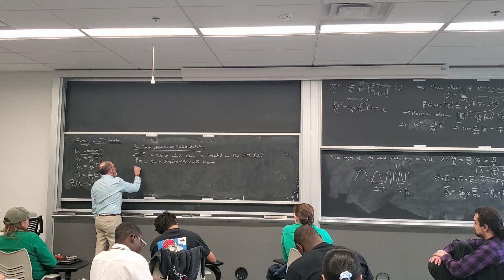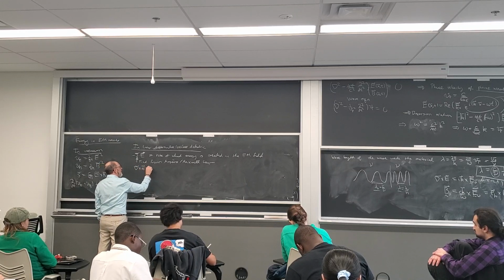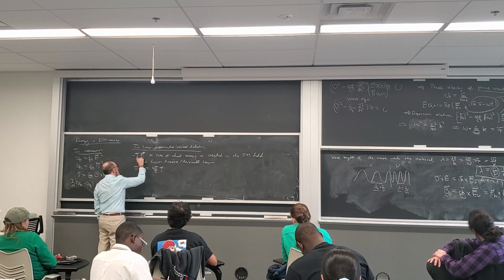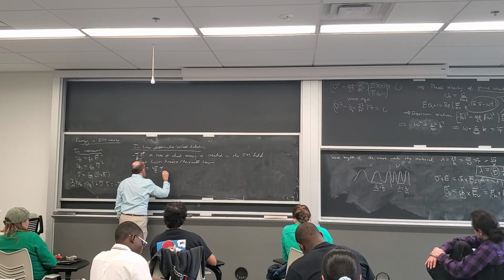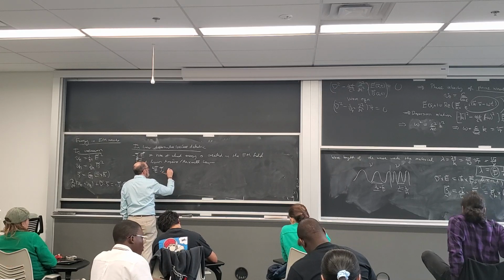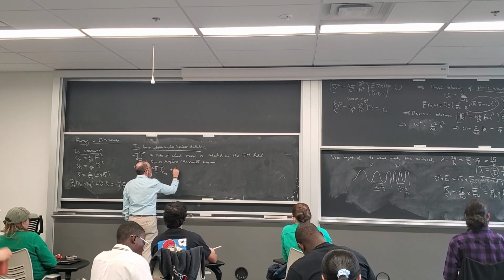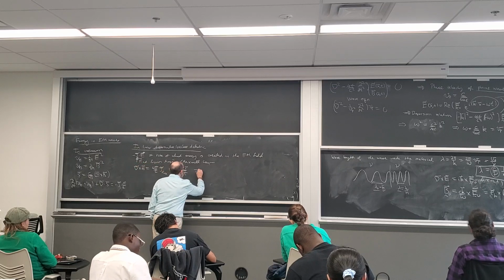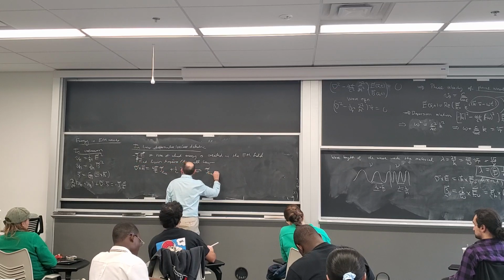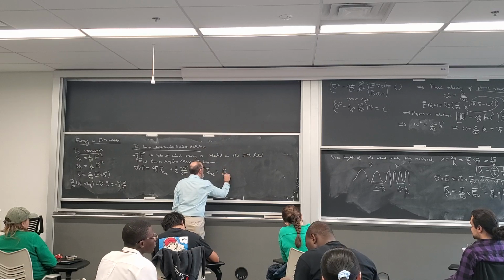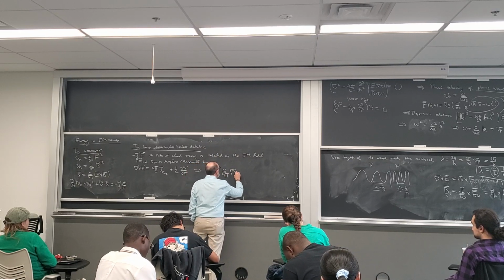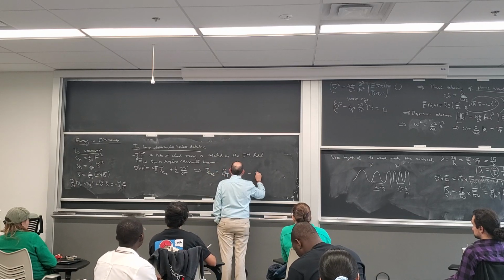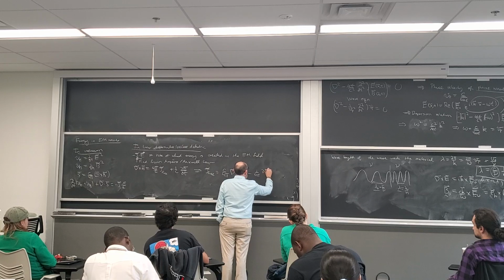So we have that del cross H is equal to 4 pi J, this is the free current, plus 1 over C dD dt, which tells me that J free is equal to C over 4 pi times del cross H minus 1 over 4 pi dD dt.